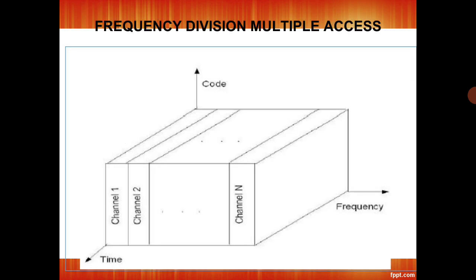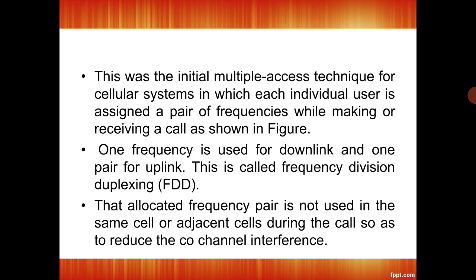In the case of FDMA, frequency division multiple access, the channels are divided like this along the X, Y and Z axes: channel 1, channel 2, up to channel N. This was the initial multiple access technique for cellular systems, in which each individual user is assigned a pair of frequencies. That is why it is called FDMA. One frequency is used for downlink and one frequency is used for uplink. This is called FDD, frequency division duplexing.